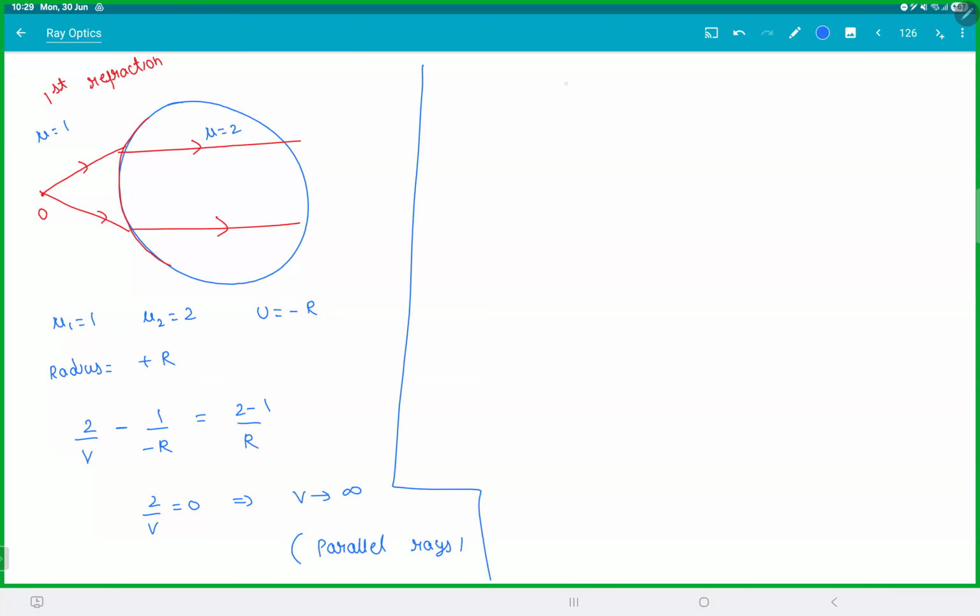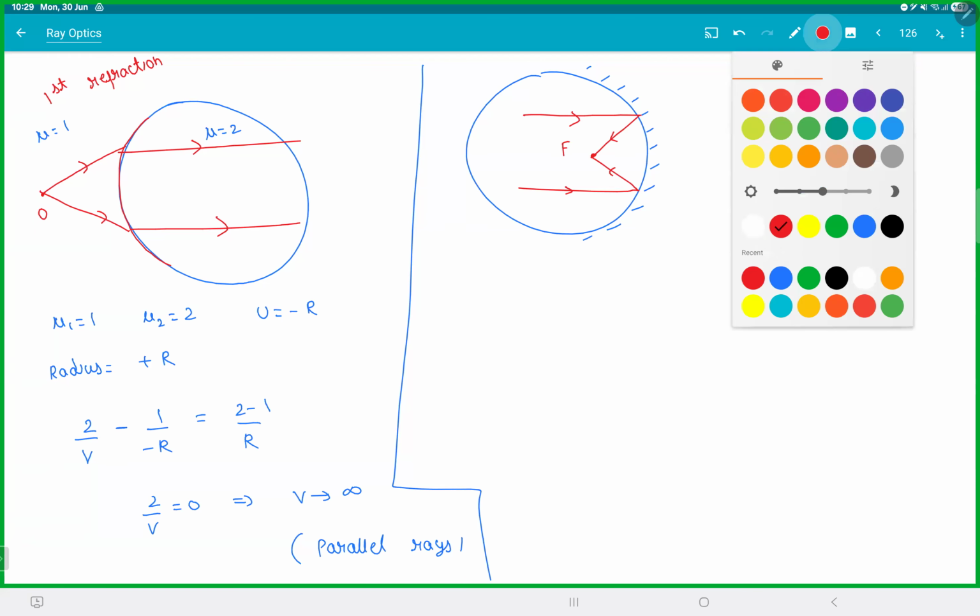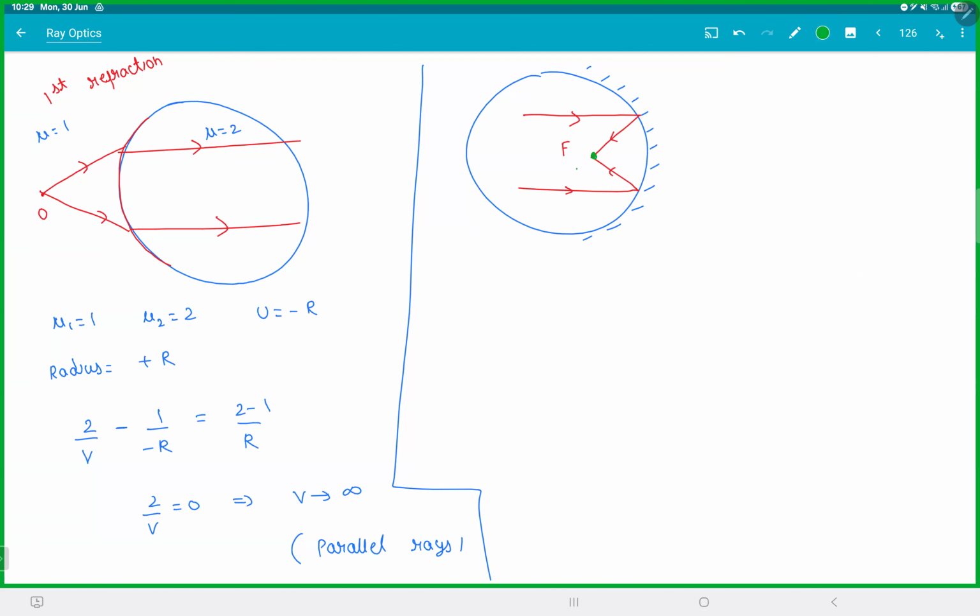So for the second part, now you have a mirror. If the parallel light rays go and hit a mirror, you know what happens. Now the light rays are inside. The parallel rays will meet at the focus. Let's call this thing I2. And this distance is R by 2. This is your reflection. Or let's call it just mirror.